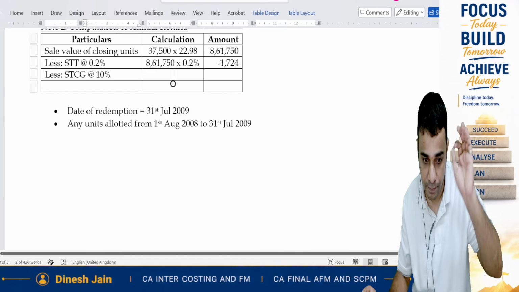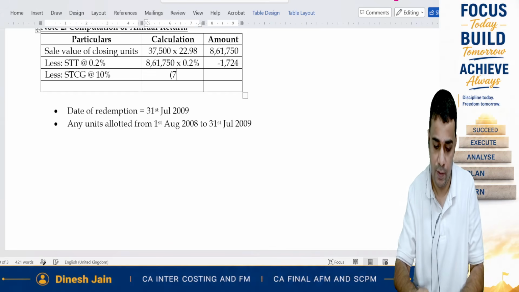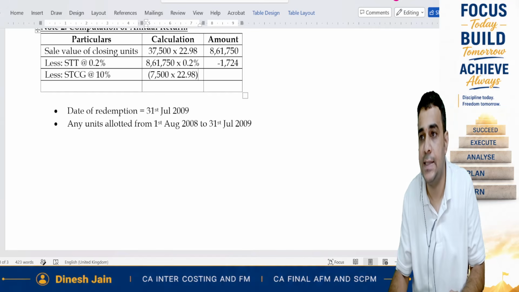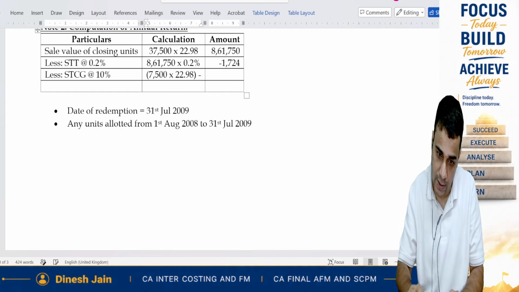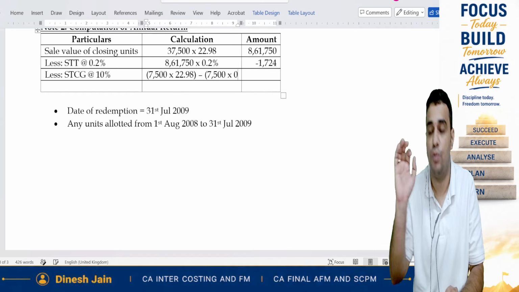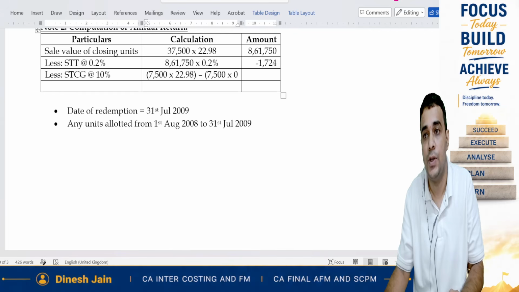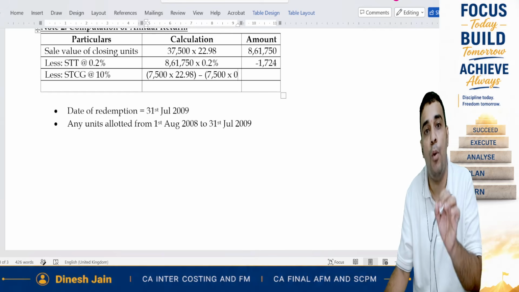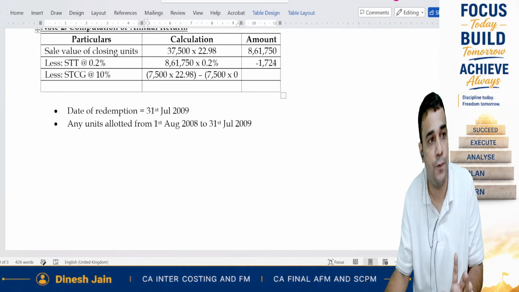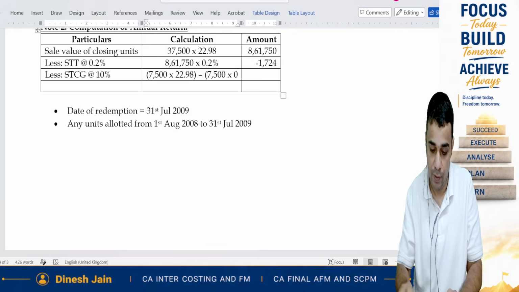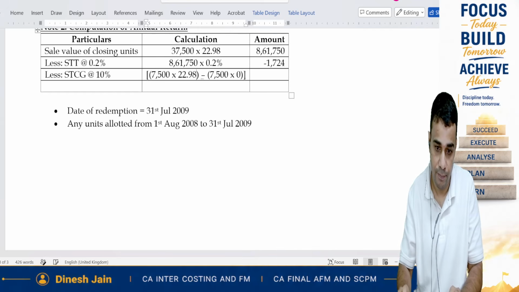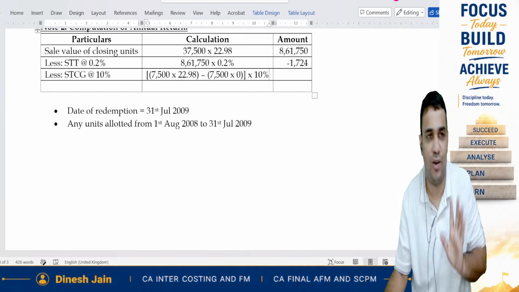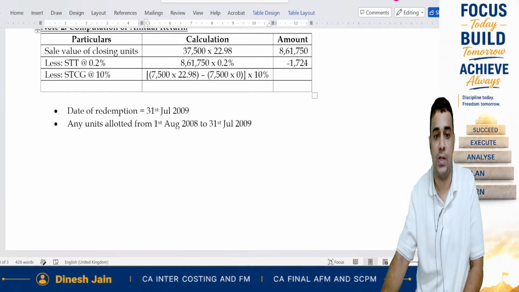Coming down here. How many units on the third bonus? What is the redemption price? Can I subtract STT? No. Minus 7,500 into 0. The cost of acquisition of a bonus unit is 0. After this, no education cess. If that is there, add that also in the calculation. Happy with this problem?